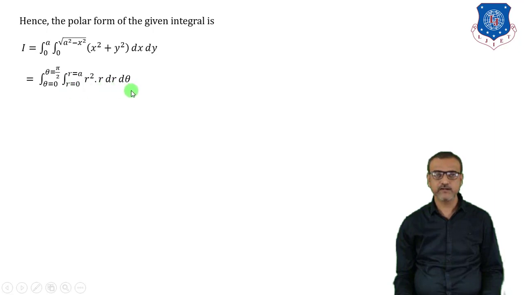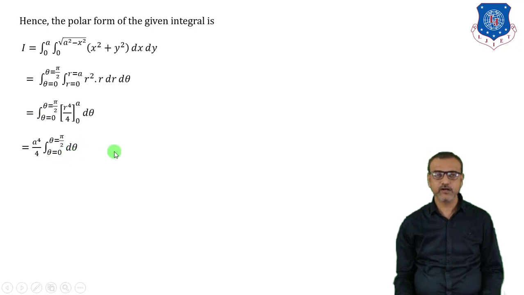Now we will find this double integration. This is r square into r, so it will become r cube. Now integration of r cube with respect to r is r raised to 4 by 4, and its limit is from 0 to a, and this integration will be as it is. Now for upper limit a, it will become a raised to 4 by 4, and for lower limit 0 it will become 0. So we have a raised to 4 by 4, integration theta from 0 to pi by 2 d theta.